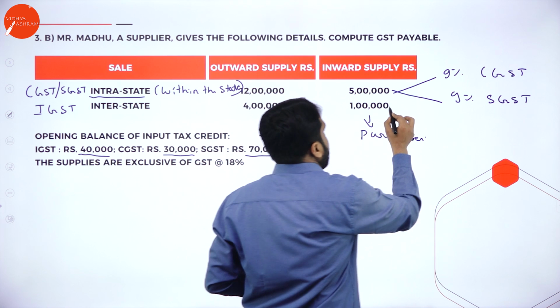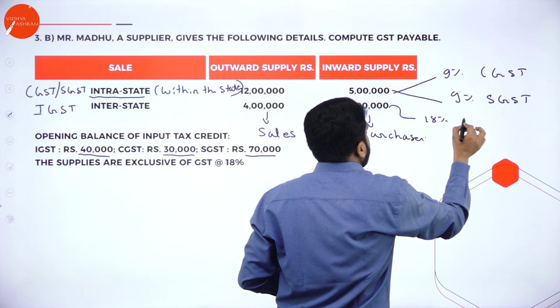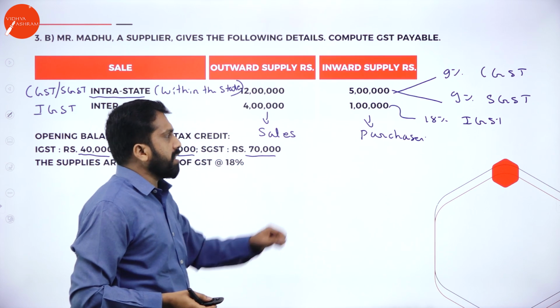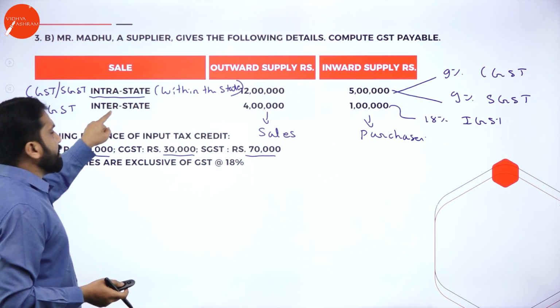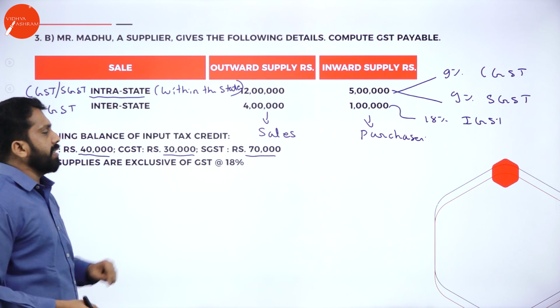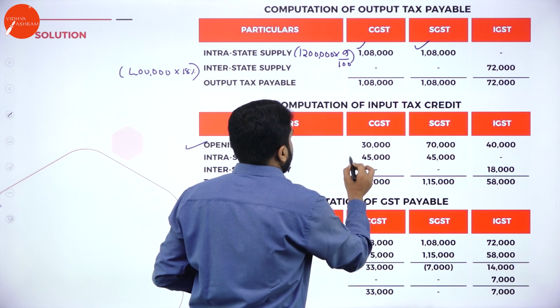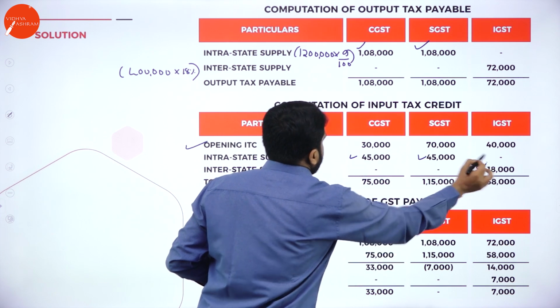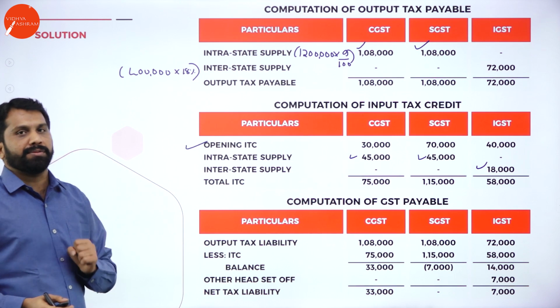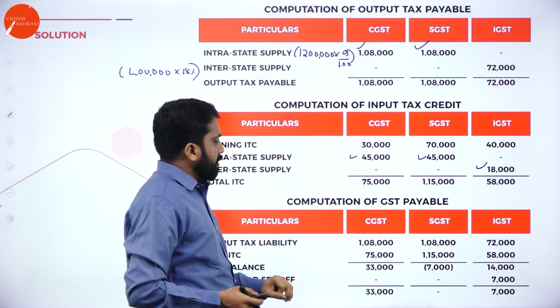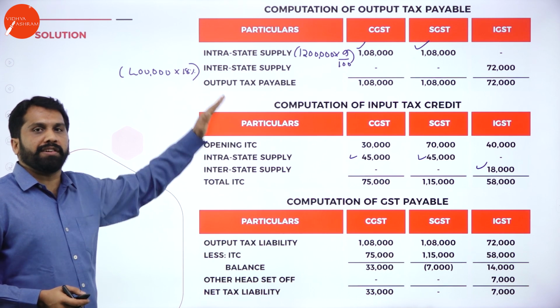Now, the second one is only 18%. What is this? IGST. Why do we call it IGST? Because it is interstate. Clear? Yes. If you calculate, you will get these opening balances 4545. The IGST is 18,000. Your output is 1 lakh 8. This is the summary of your first one.